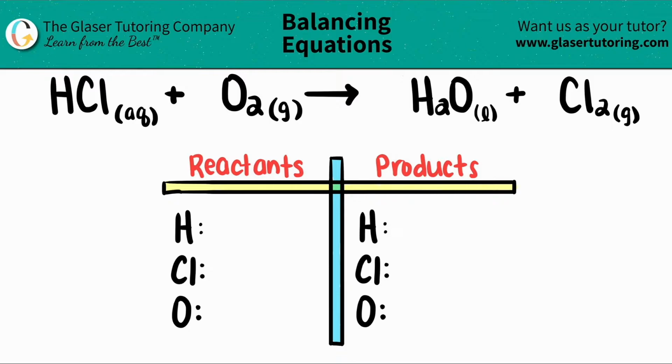Let's start with the left-hand side. For the hydrogen, I don't see any subscript, so that means that there's only one. So I have one hydrogen. The same thing goes for the chlorine. There was no subscript, no little number, so I have one of them. And then for the oxygen, I see that I have a 2 next door, so that means that I'm starting off with 2 oxygen. Let's go to the product side.